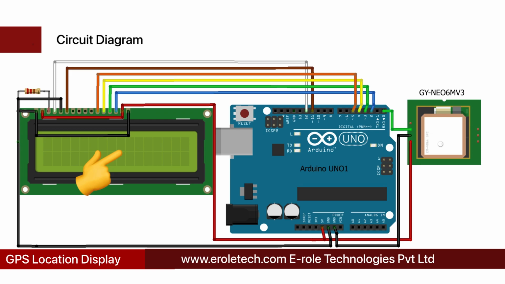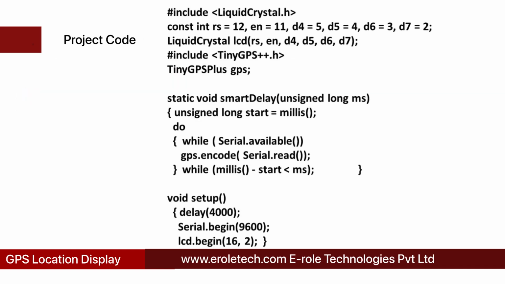We have connected pin number 1, 5, and 16 with the ground pin of Arduino, and pin number 2 and 15 with the 5-volt. Pin number 4 of LCD is connected to pin number 12, and pin number 6 of LCD is connected to pin number 11 of Arduino. Pin 7, 8, 9, and 10 are not used. Pin 11, 12, 13, and 14 of LCD display are connected to pin 5, 4, 3 and 2 of Arduino respectively. This is the code of our project.